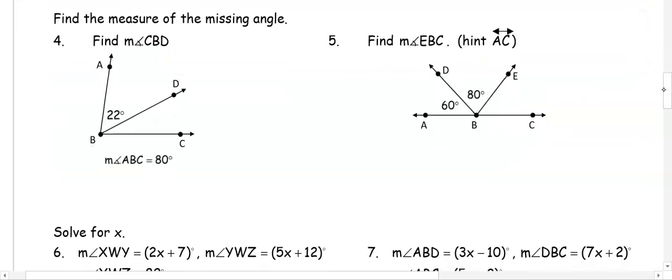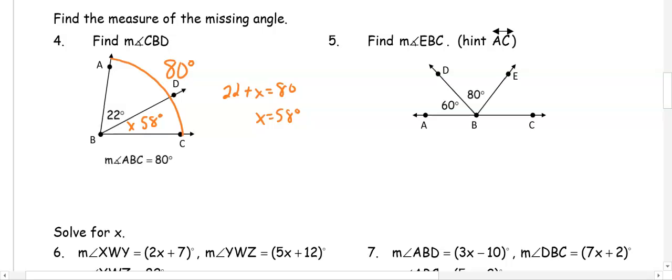So in number 4, we are given that ABD is 22 degrees and that ABC is 80 degrees. So we want to find the missing angle. We know that 22 plus x is equal to 80. We can subtract 22, so x is 58 degrees.